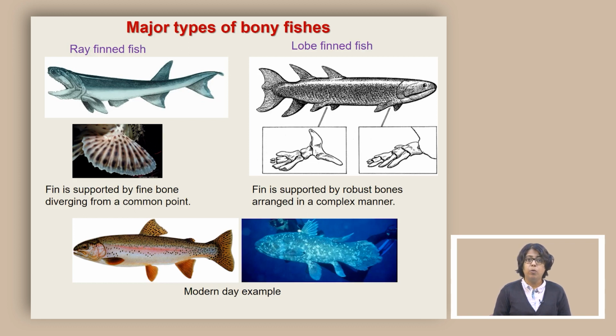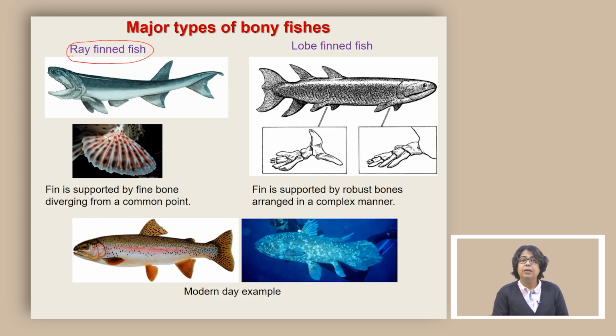The most common one is called a ray-finned fish, and ray-finned fish means they have a fin which diverges from a central point and looks like a ray, and that is why they are called ray-finned fishes. And they are one of the most common ones that we see today.